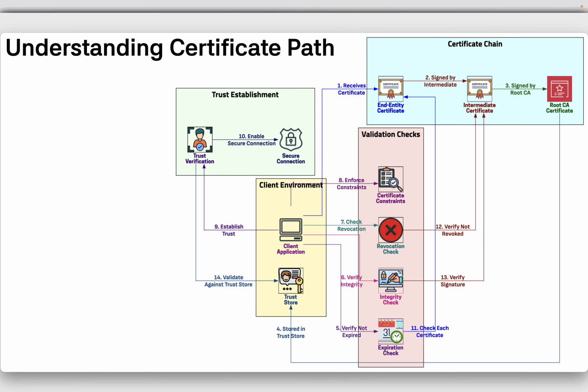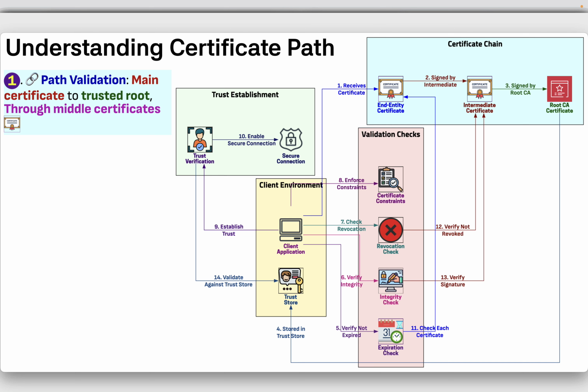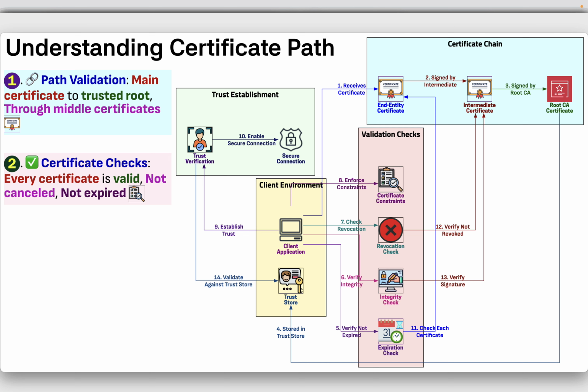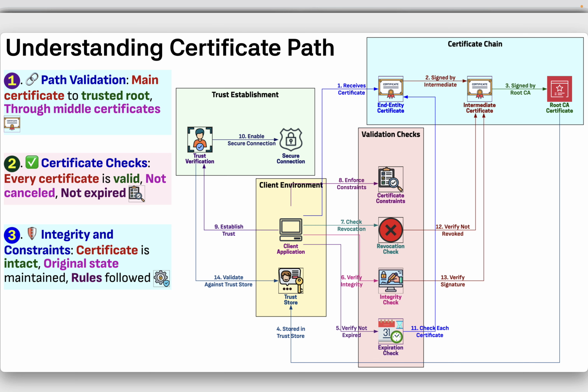Understanding certificate path. So when a client uses a certificate, it checks if there is a clear path from the main certificate through any middle certificates and all the way to a trusted root certificate. The client makes sure that every certificate in this path is valid. It means checking each one to confirm it has not been cancelled, and also ensuring it has not expired. The client also verifies that the main certificate is intact and has not been changed, confirming its original state is maintained. It confirms the rules set within the certificate are followed.